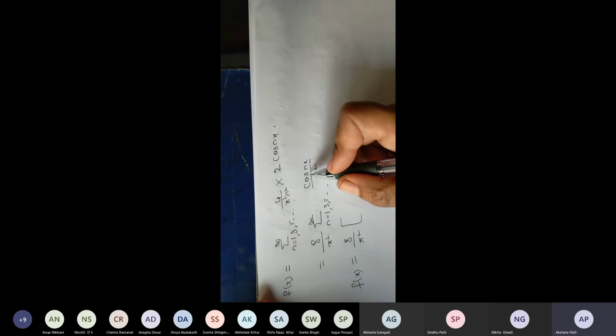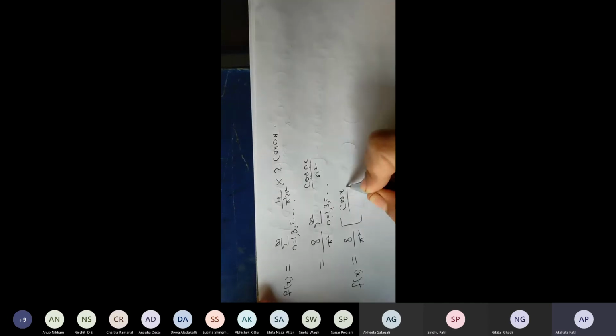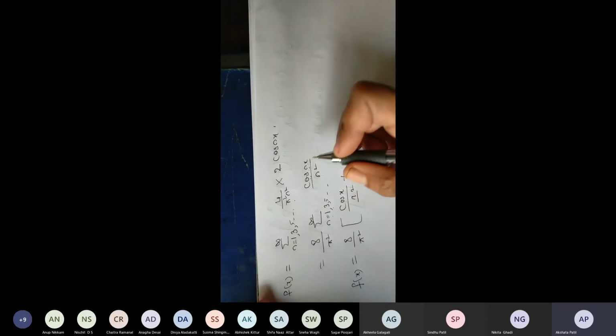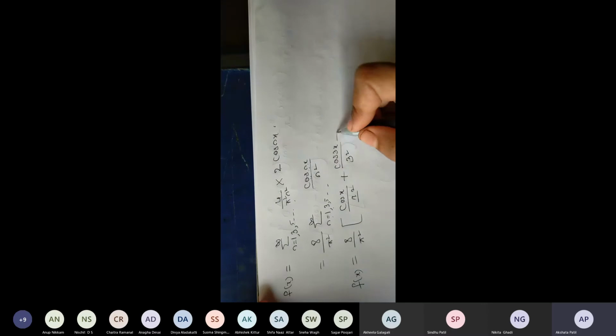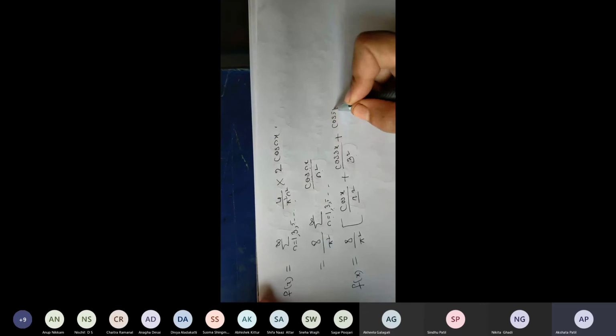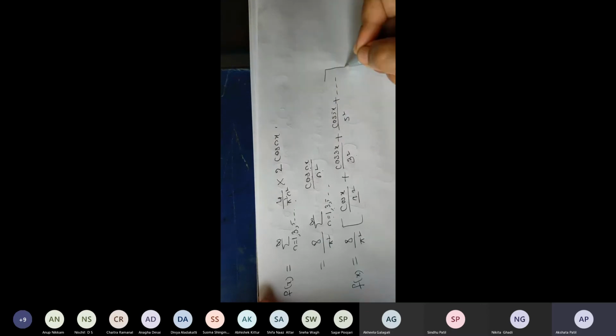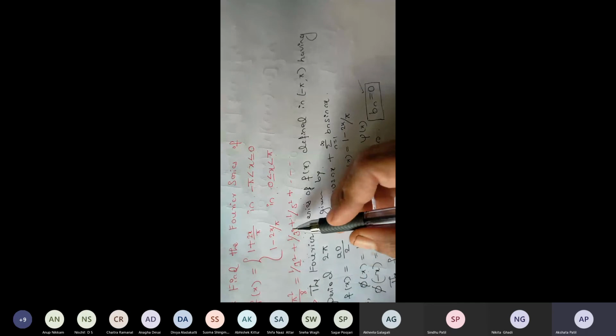Now 8 by pi square keep as it is. Now apply n equals 1: you get cos x divided by 1 square, plus applying n equals 3 you get cos 3x divided by 3 square, because n square is there. Then the next number is 5, so cos 5x divided by 5 square, and so on. Now what I need is only 1 by 1 square, 1 by 3 square, 1 by 5 square. I don't want this cos x, cos 3x, cos 5x.